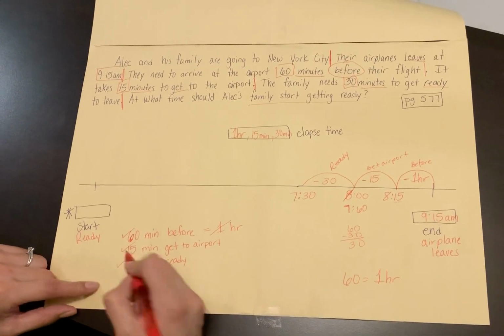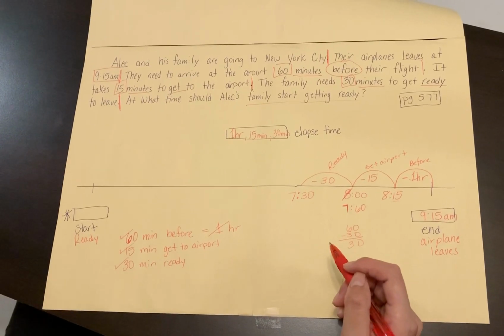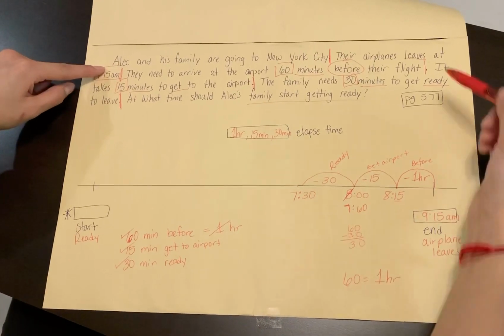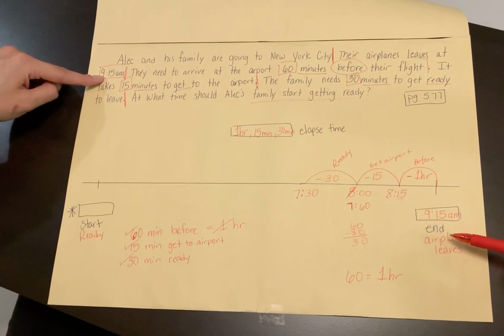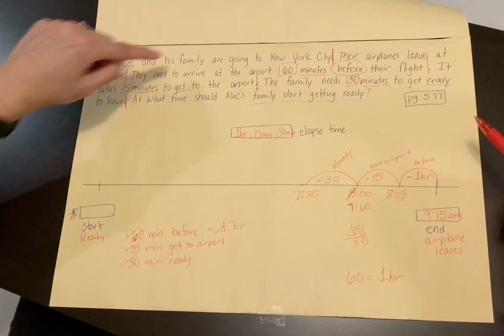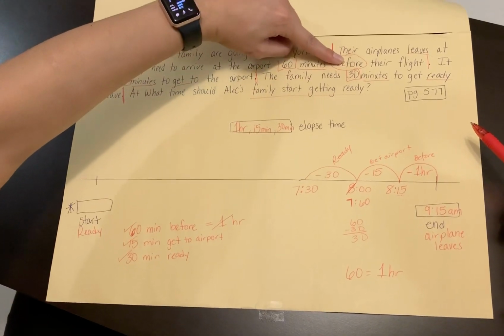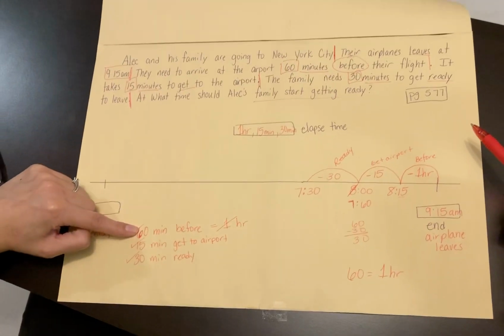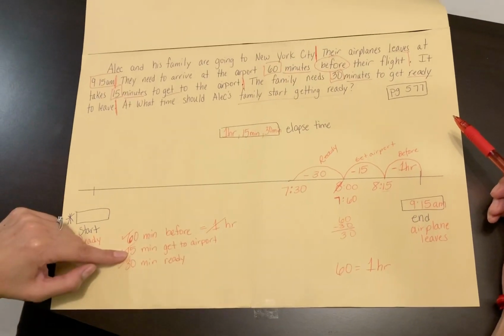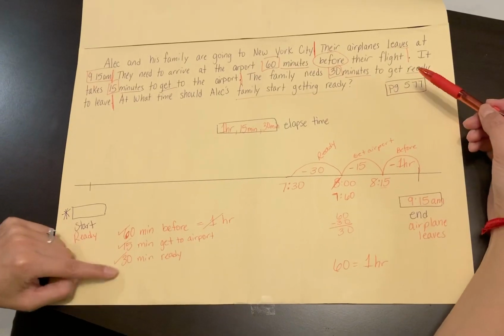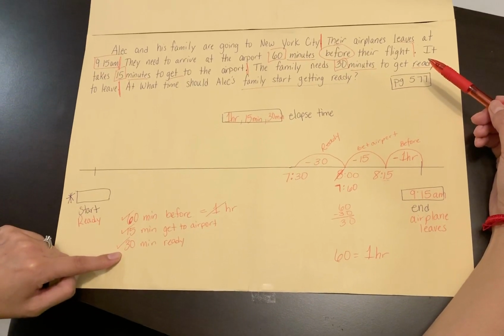I'm going to go ahead and make sure that I did it correctly. So the airplane leaves at 9:15. That's going to be the ending time because they have to get ready for that. They need to arrive 60 minutes before the flight. So that's the first part here. It takes them 15 minutes to get to the airport. That's here. And 30 minutes to get ready. What I did is I subtracted each one at a time.